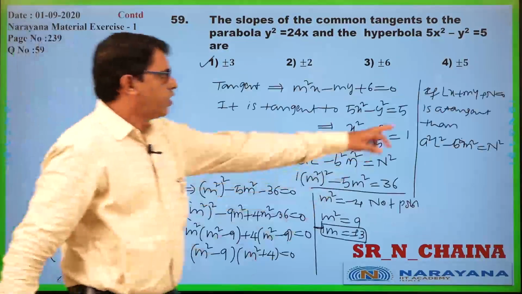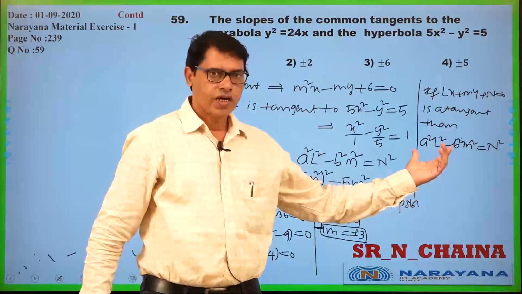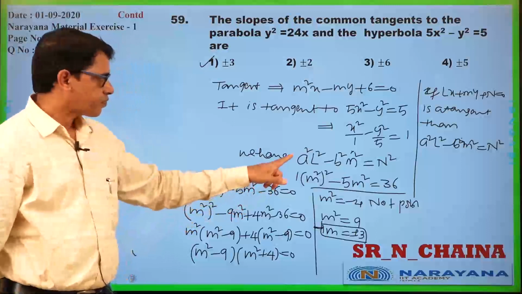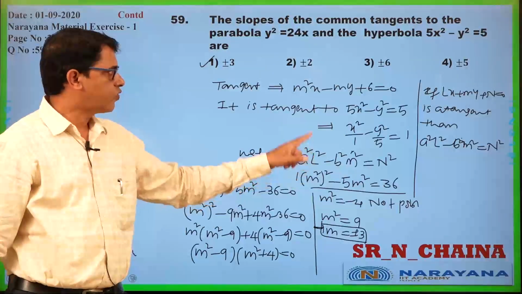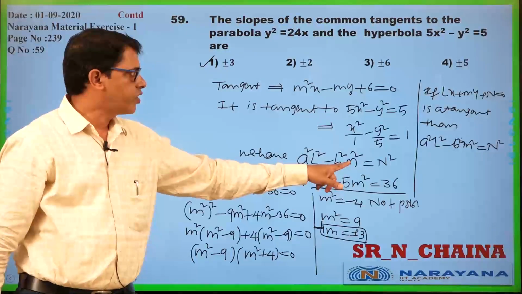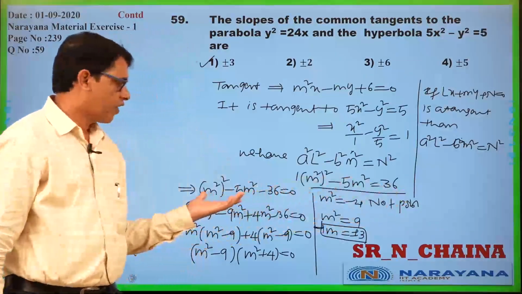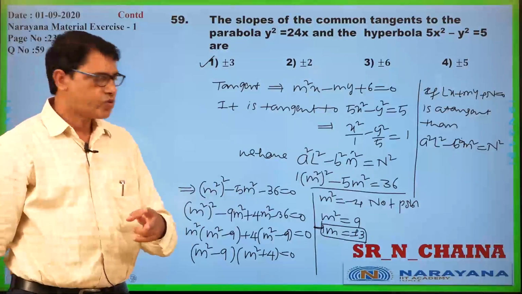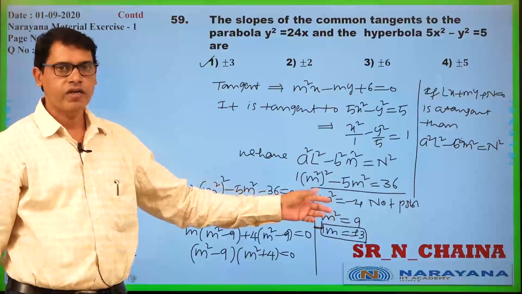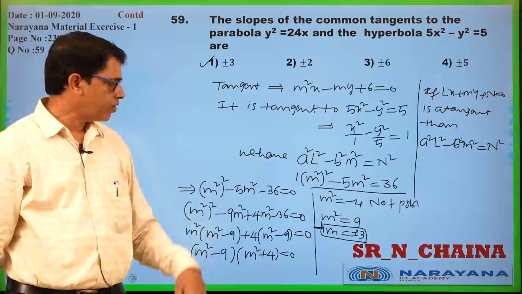So, if Lx plus my plus n is equal to 0 is a tangent to the hyperbola, then the condition is a square L square minus b square m square equal to n square. Apply the condition. A square value 1, L means x coefficient, so m square whole square. b square value 5, m means y coefficient, minus m whole square, is m square is 36. After that, quadratic, then factorization, we have two possibilities. m square is equal to minus 4, which is not possible. Another one is m square is equal to 9. So, from this one, m value equals to plus minus 3.